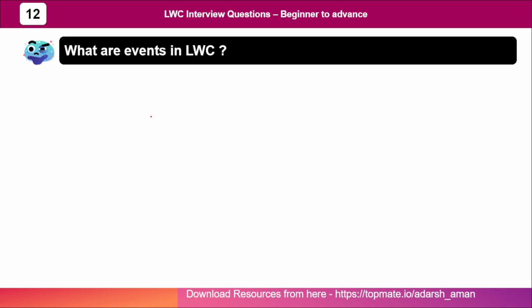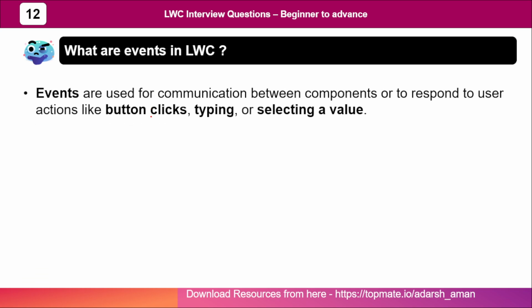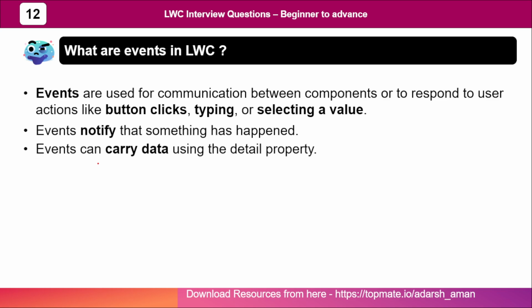Moving on to the next question, what are events in LWC? Events are used for communication between components or to respond to user actions like button clicks, typing, or selecting a value. Events notify that something has happened. Events can carry data using the detail property. We have seen some events by now, like custom events that the child can dispatch, but there are other events like onclick and oninput. Those are the standard events that we have. So Lightning Web Components supports these two kinds of events.